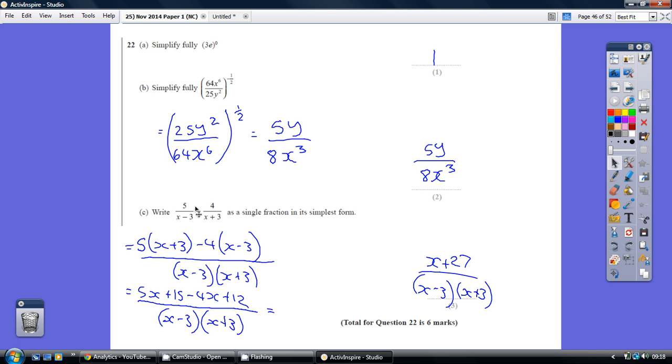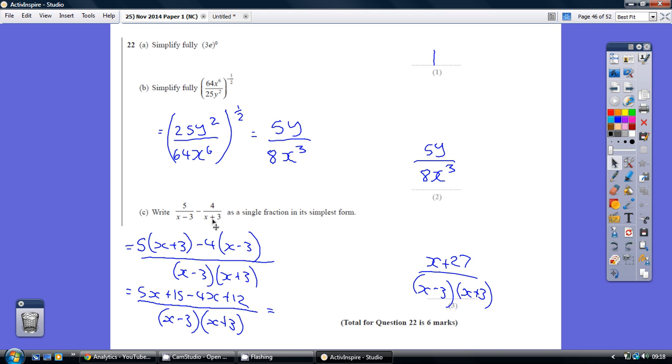So what have we had to do to this first term to get the denominator to be x minus 3, x plus 3? Well, we've had to multiply x minus 3 by x plus 3. So to keep it equal, we've also got to multiply the numerator by x plus 3. That's why it's 5 lots of x plus 3.